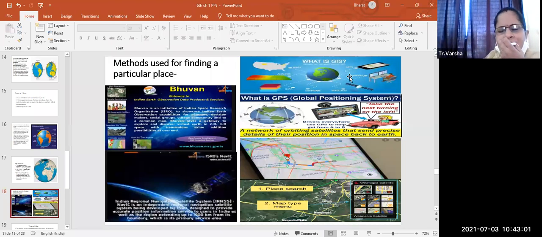If we want to find out anything about the earth, what is happening, we can go to this GIS and find out about maps, the data, software, satellites, and how they are working. All this we can get from the Geographical Information System.